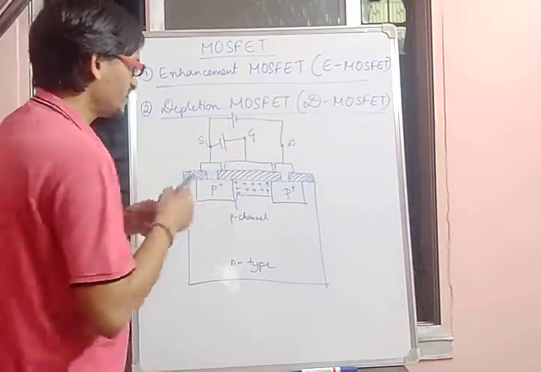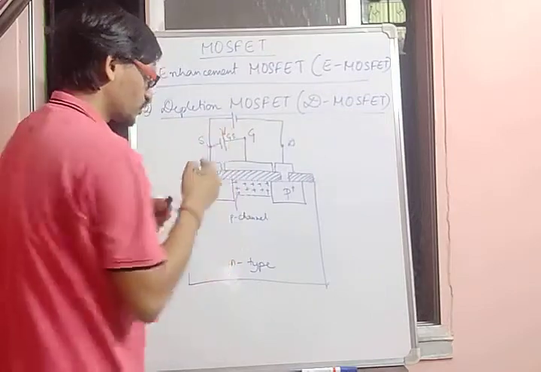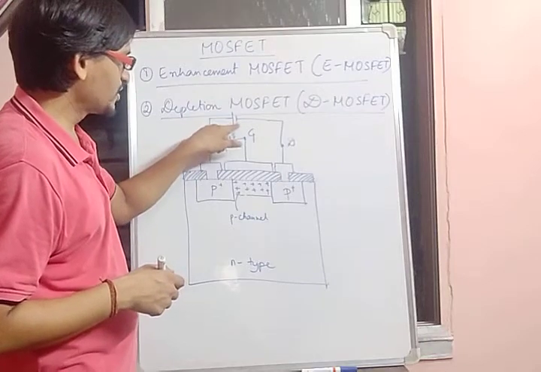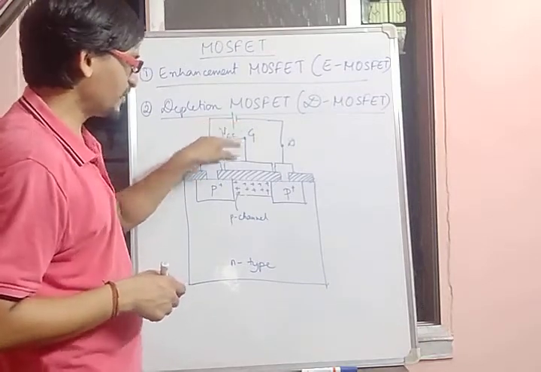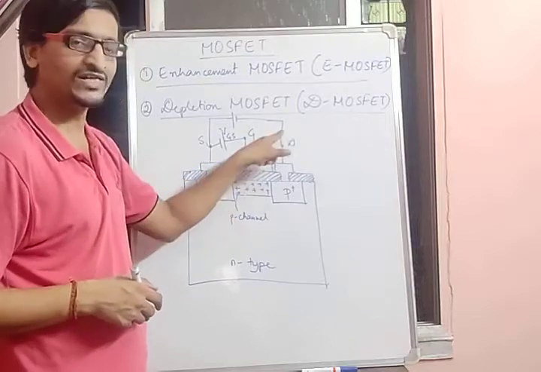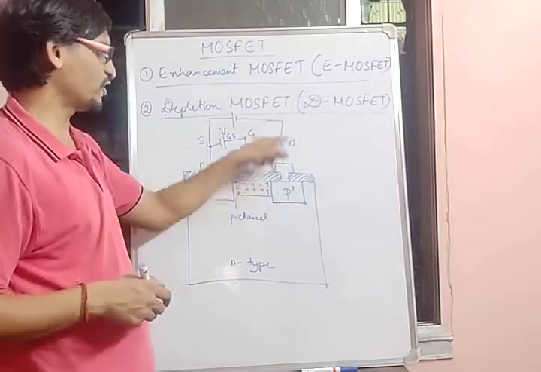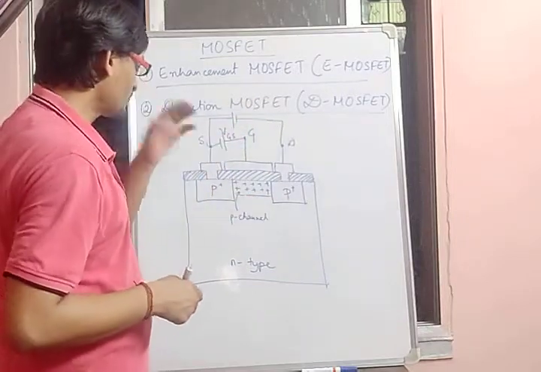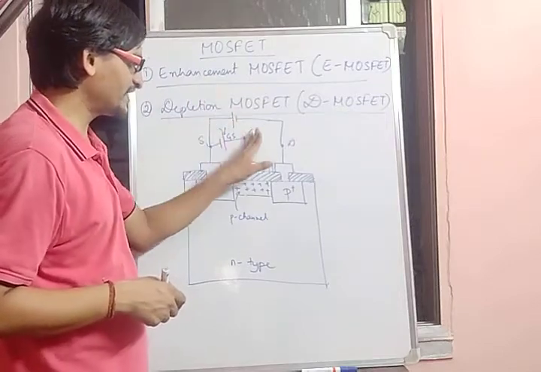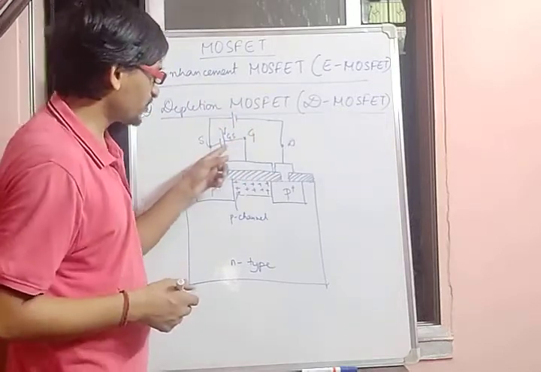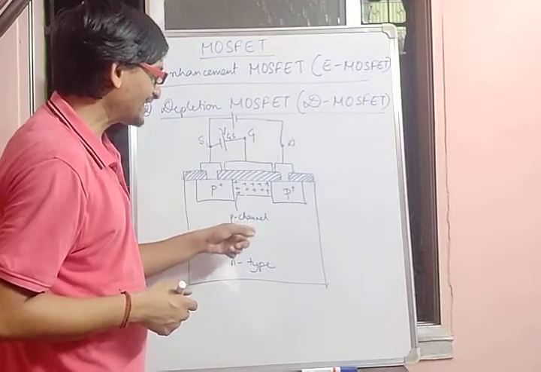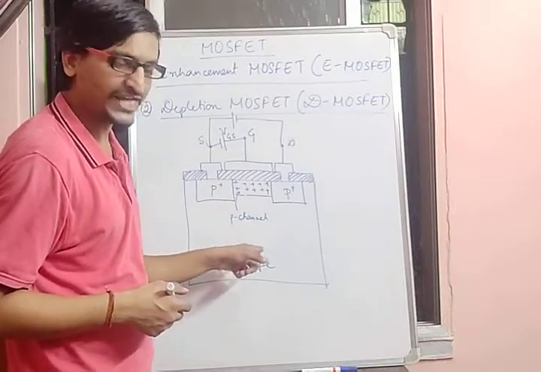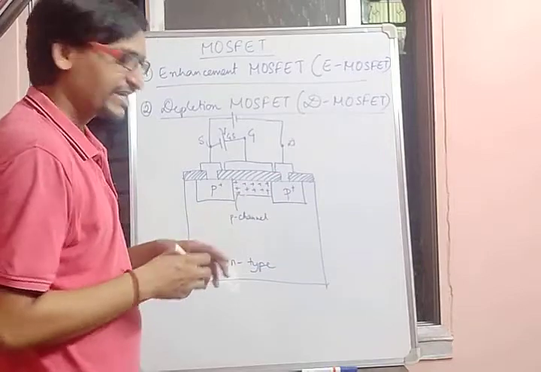Now this is VGS, gate to source voltage. When this gate to source voltage was 0, due to this negative polarity, your holes were getting attracted towards the drain terminal. So as a result, your current was flowing from source to drain through the device. Now if I apply a positive voltage at gate terminal with respect to source, this positive polarity will attract the electrons from this n-type substrate into this channel.